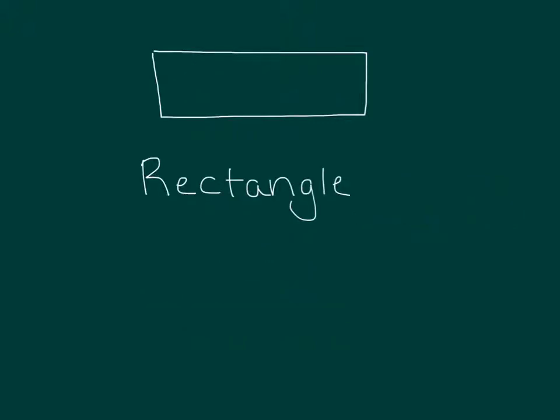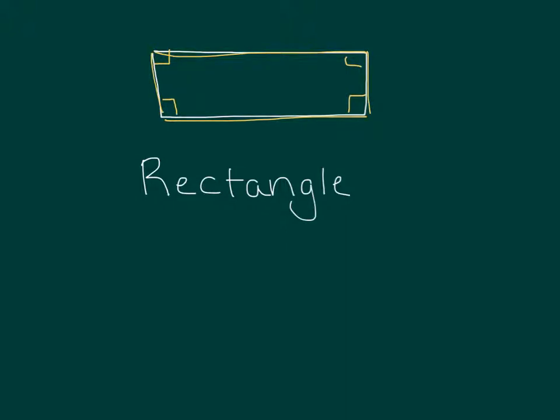Next is a rectangle. A rectangle is a parallelogram that has four right angles. So I'm looking at this rectangle and it has four right angles: 1, 2, 3, 4. And it's a parallelogram, which means that opposite sides are parallel. So this side is parallel to this side, and they're equal in length. And this side is parallel to this side and equal in length.